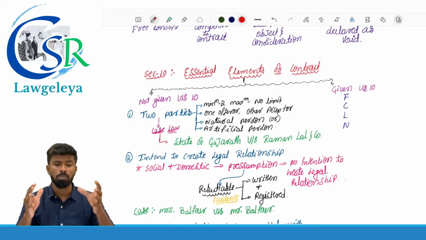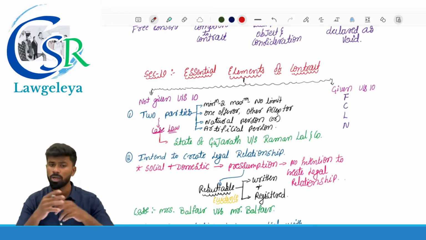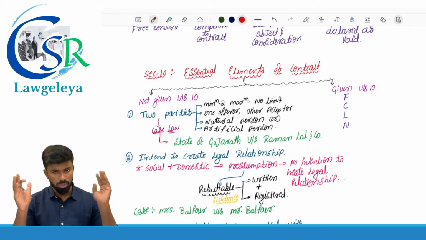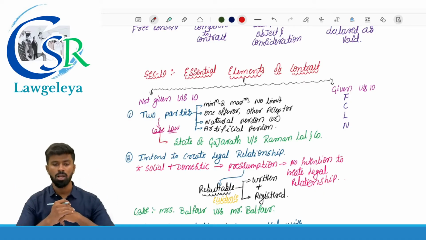So this is what happened in which case law? State of Gujarat versus Ramanlal and Co. Where the court held that because there are no two parties, there is no contract, no sale, no tax. State of Gujarat versus Ramanlal and Co.